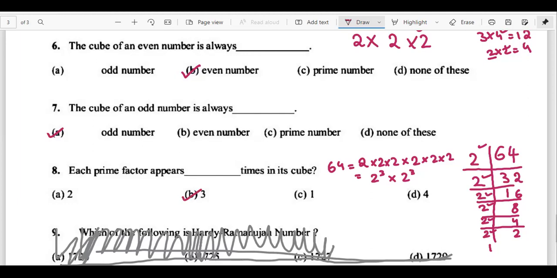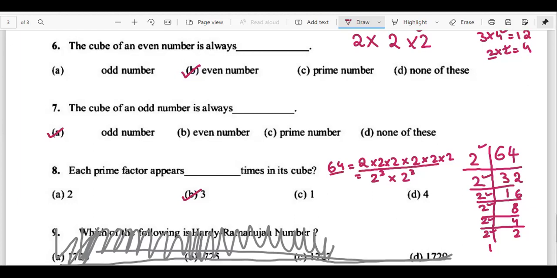Yes, Amir. Ma'am, I still haven't understood. The question is, each prime factor appears 3 times in its cube. Yes, 3 times. This basically means that when we write the prime factorization of any number, for example 64, we got this.